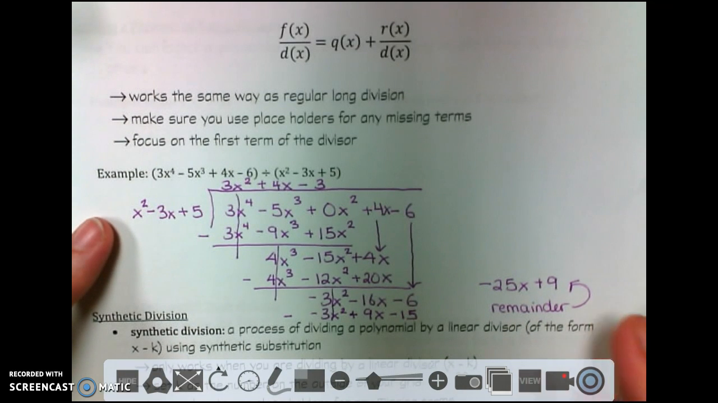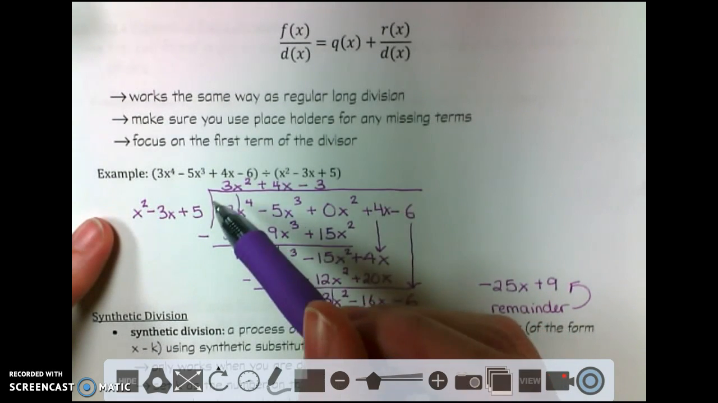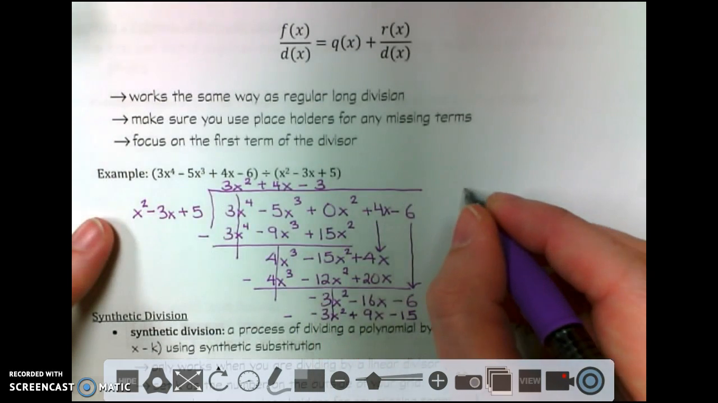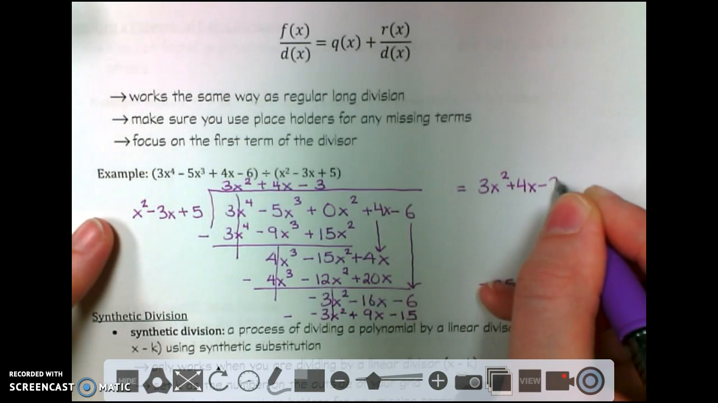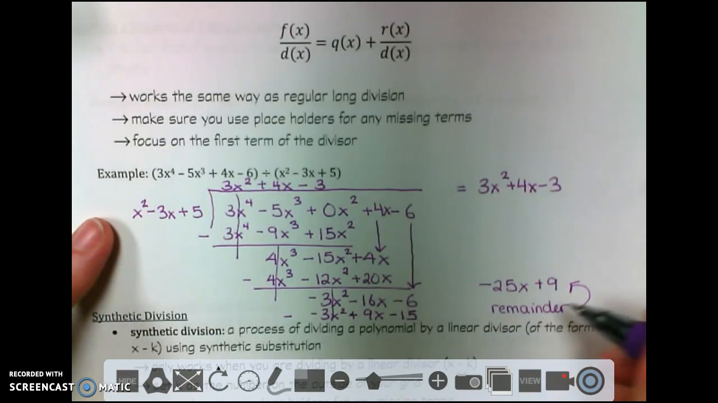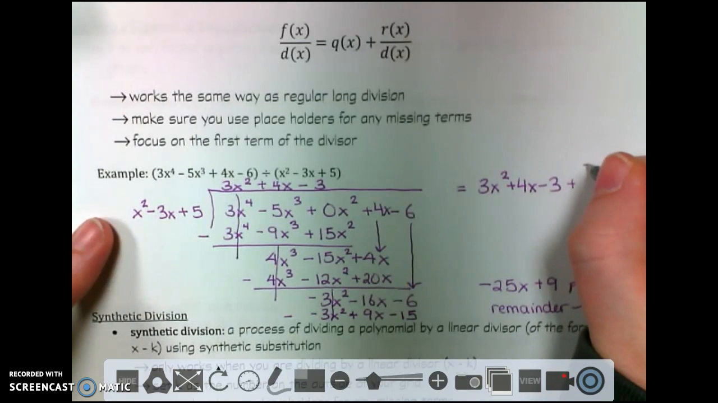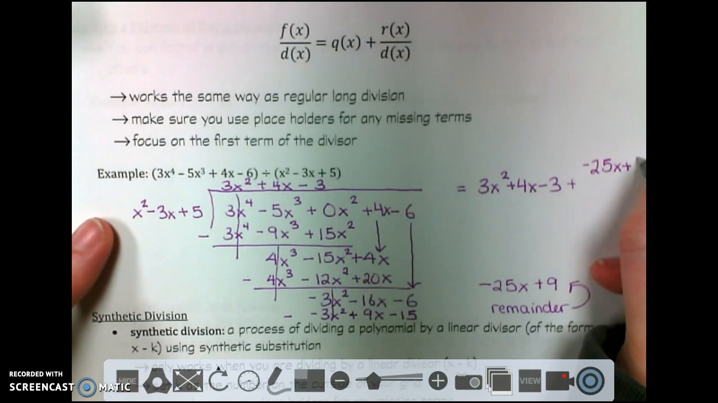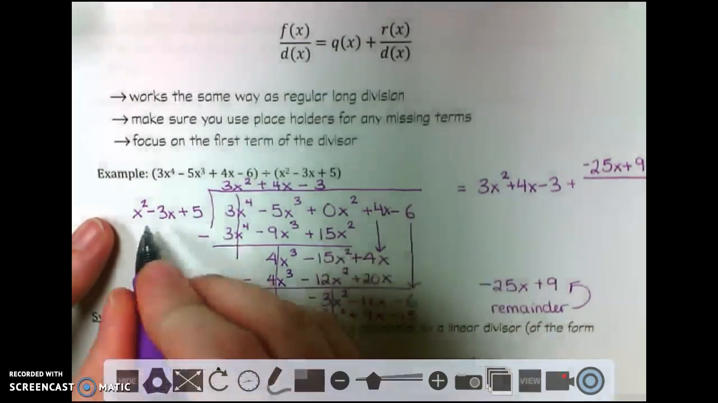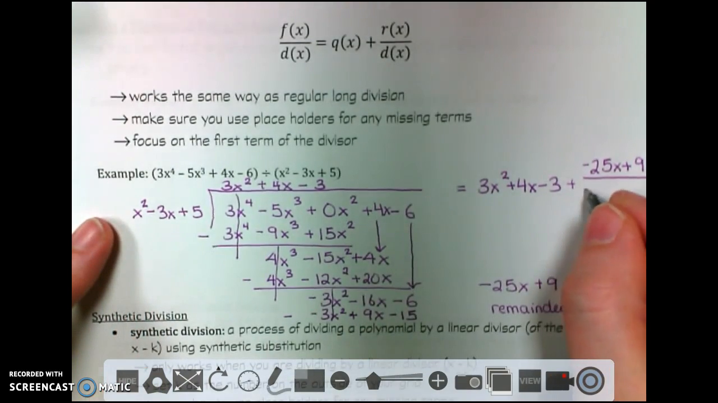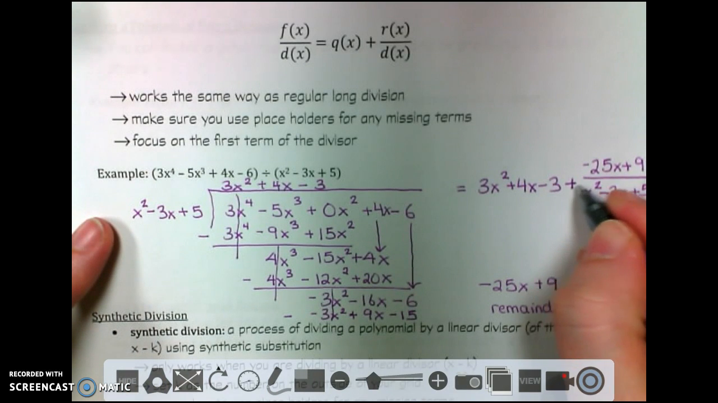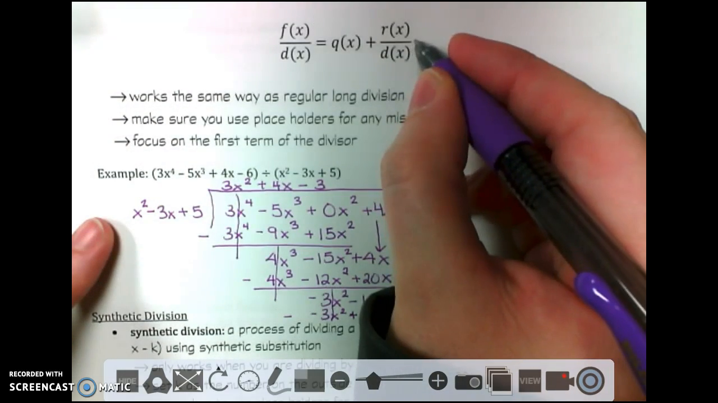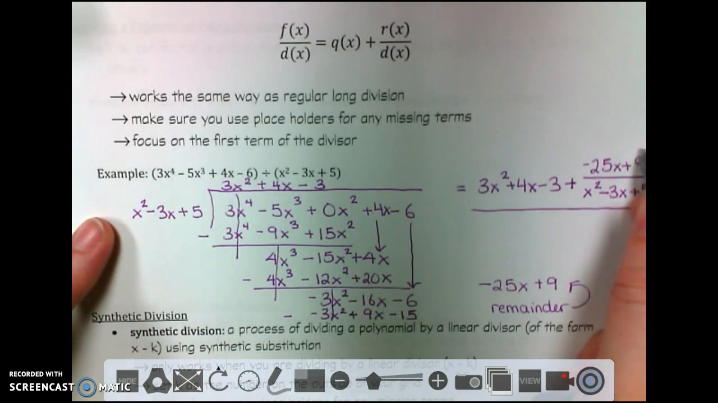So when I write my answer out, I want q of x, well that's this term up here. So this equals 3x squared plus 4x minus 3 plus my remainder function, which is r of x, or negative 25x plus 9, and I divide that by my divisor, x squared minus 3x plus 5. So I have this entire fraction as my remainder part, and that is my answer.